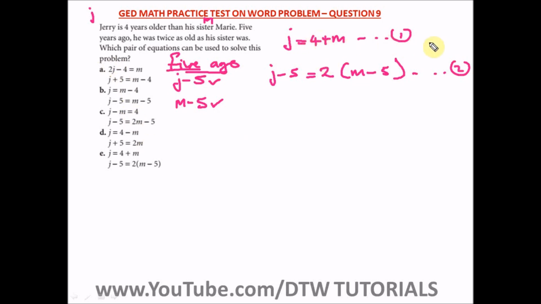All right, we've gotten our equation 1, which is what? Jerry is 4 years older than his sister now. Okay, but 5 years ago he was twice as old as his sister was also 5 years ago. So these are the 2 equations we are going to use, and from here this is our right option. Okay, our right option is option E. This is our answer. Question 10 of the GED math practice test on word problem.